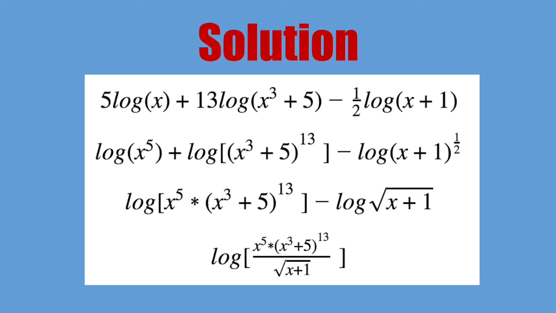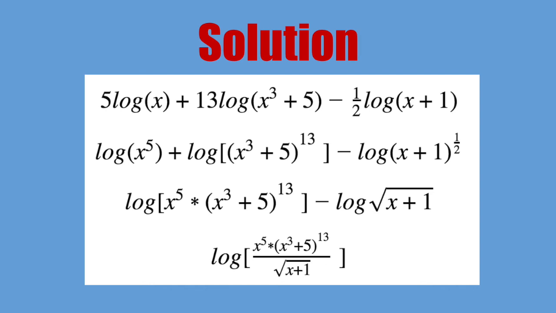So now we're going to have log x to the 5 plus log (x³ + 5) to the 13th minus log (x + 1) to the 1/2. After that, we can see that we have an addition sign, so we can use the product rule to turn that addition sign into multiplication. So now we're going to have log x to the 5th times (x³ + 5) to the 13th, and then minus log of the 1/2 power, which is square root, so log the square root of x + 1.